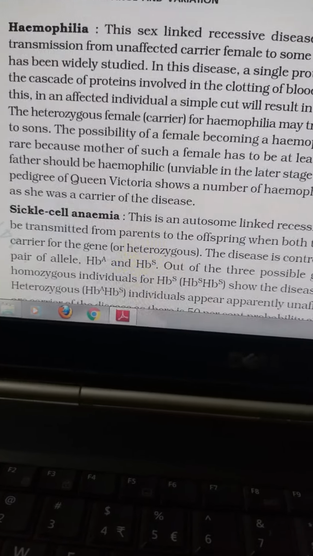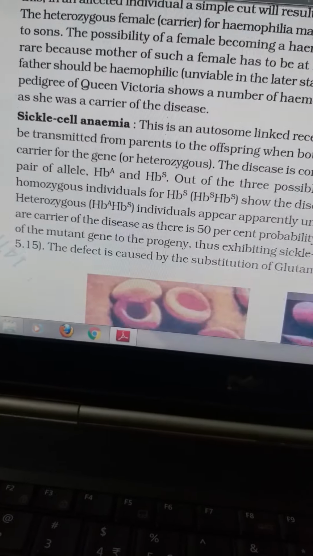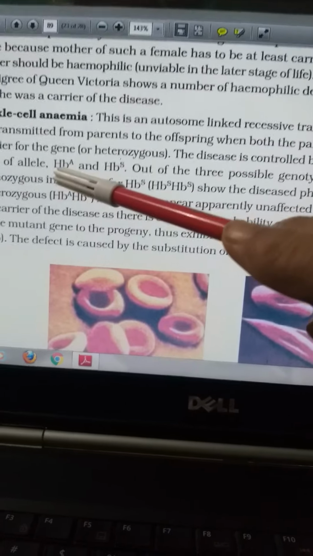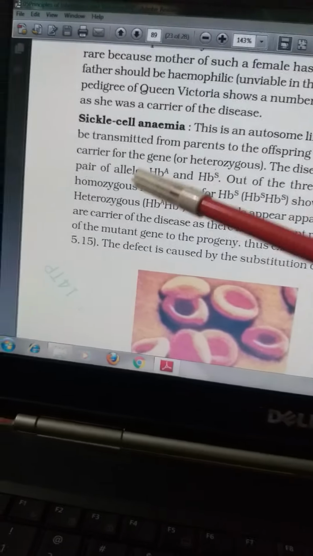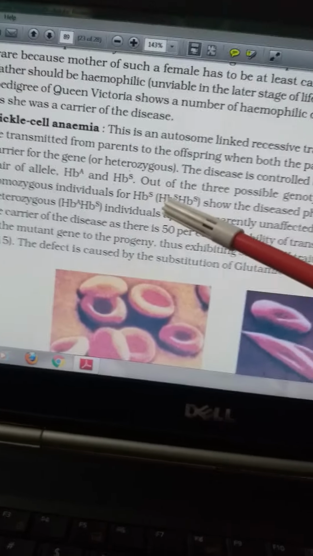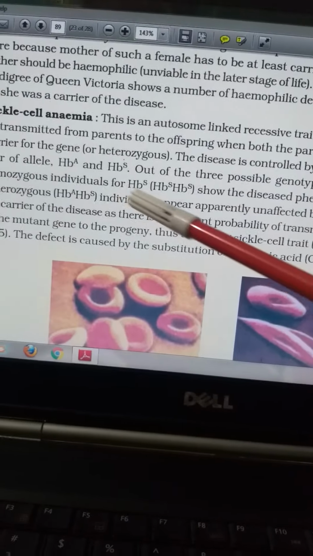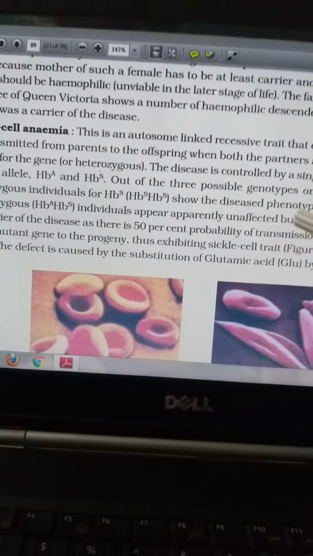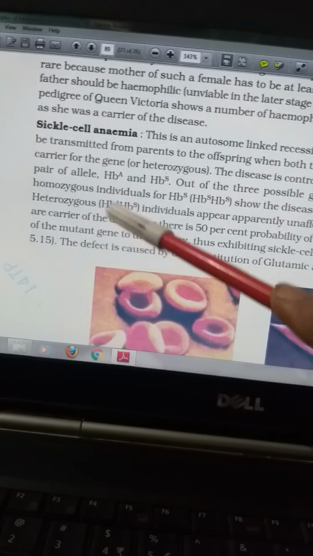Now you see in sickle cell anemia, what happens? You see the hemoglobin. In the general condition it is a heterozygous condition, HBA and HBS. Of the three possible genotypes, the homozygous individual HBS HBS shows the disease phenotype, and the heterozygous individual is the carrier.